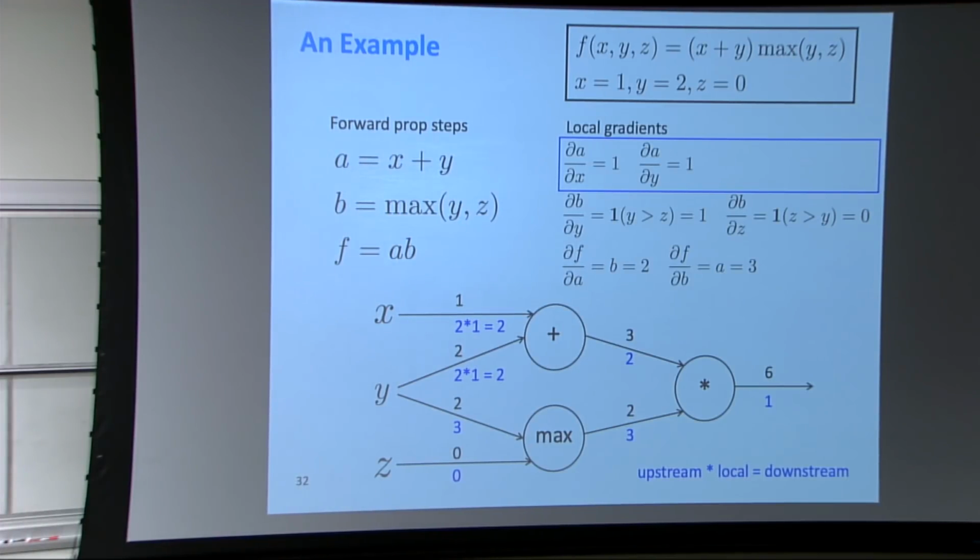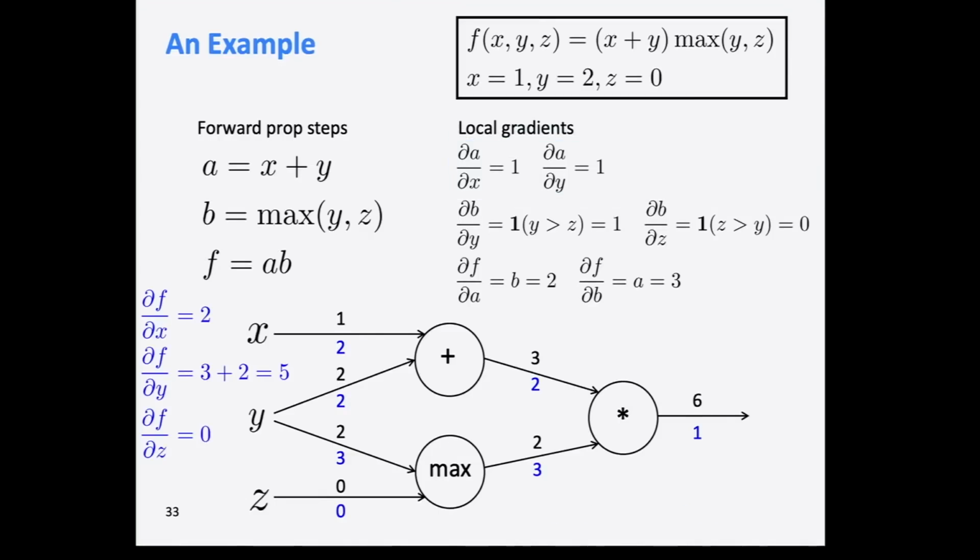And so what do we do about that? What we do about that is we sum. So the partial of f by x is 2, the partial of f by z is 0, but the partial of f by y is the sum of the 2 and 5. Right? And so this isn't complete voodoo. This is something that should make sense in terms of what gradients are, right?